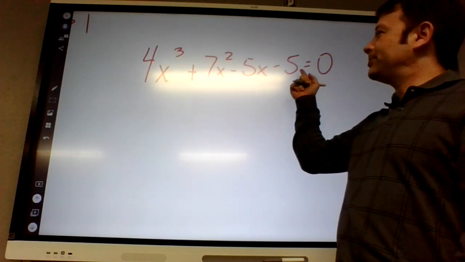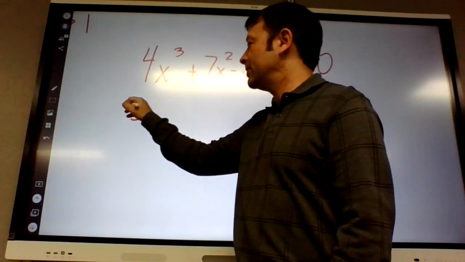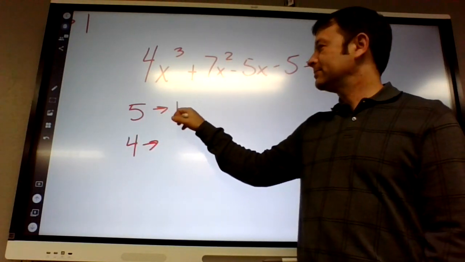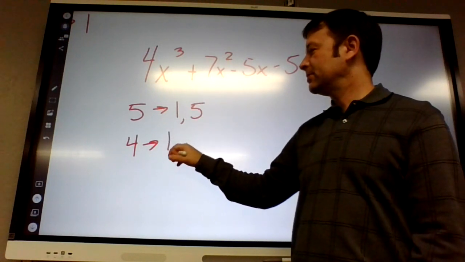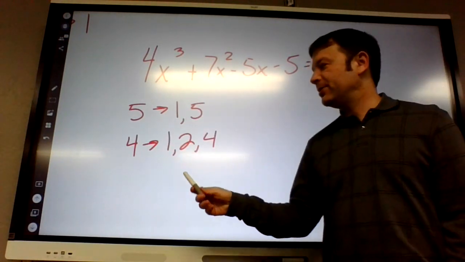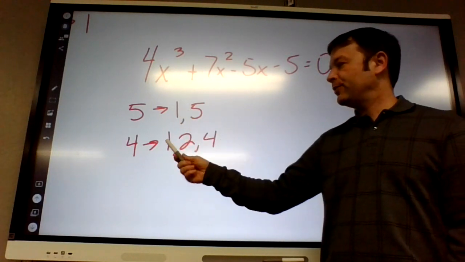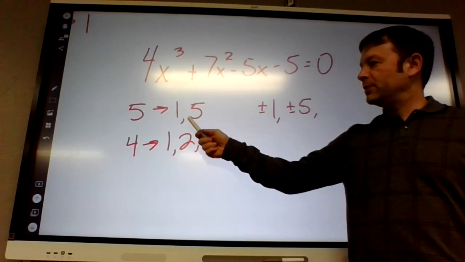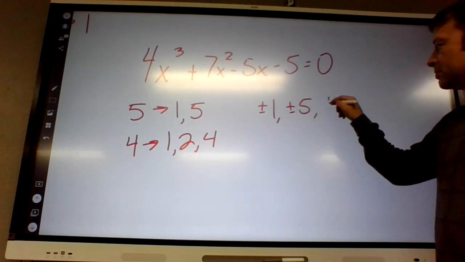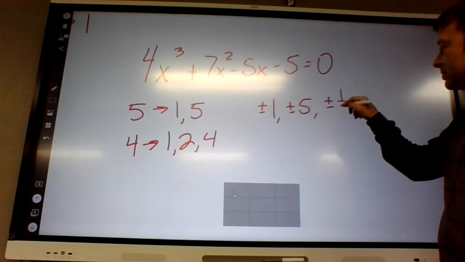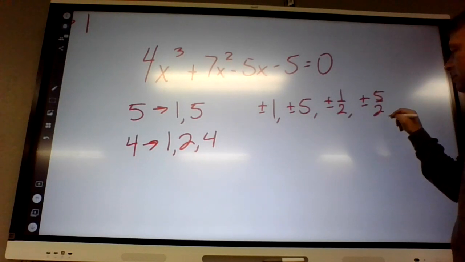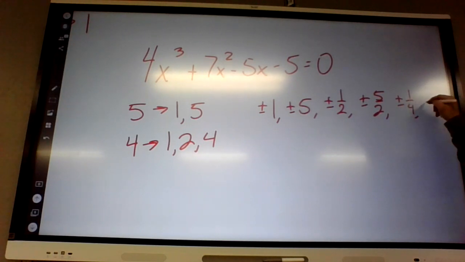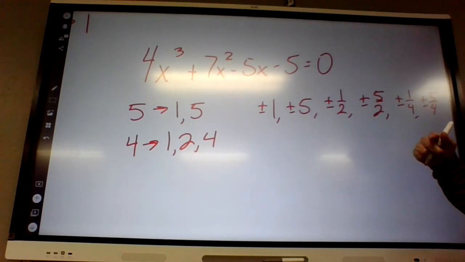This is not number 12, but it's like number 12. So it's factors of 5 over factors of 4. It does not matter that 5 is negative. Okay, what are the factors of 5? 1, 5. Factors of 4: 1, 2, 4. So you do 1 over 1, 5 over 1, 1 over 2, 5 over 2, and 1 over 4, 5 over 4. Okay, this is not number 12, but it's very similar.